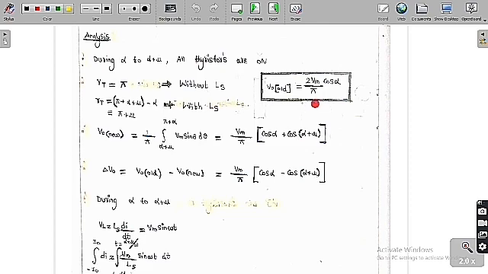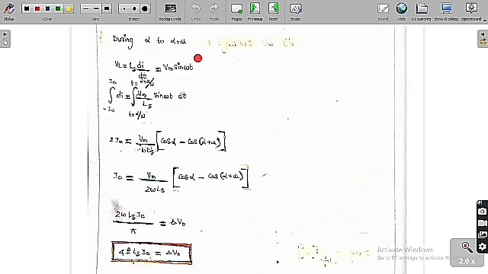Now, the old value is always greater than the new value. So if you want to know the amount of change in the average output voltage, it is the old value minus the new value. If you do this, we get Vm by pi into cos alpha minus cos of alpha plus mu. So this is the change in the average value of the output voltage.